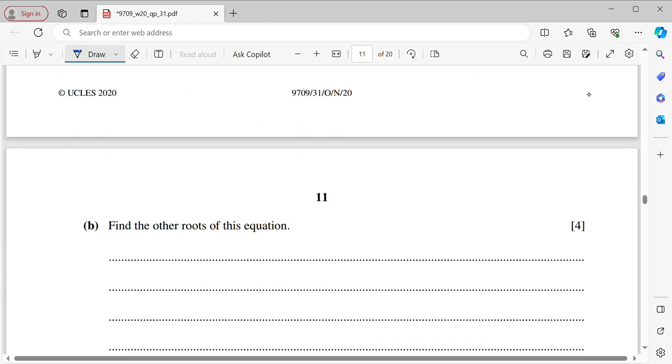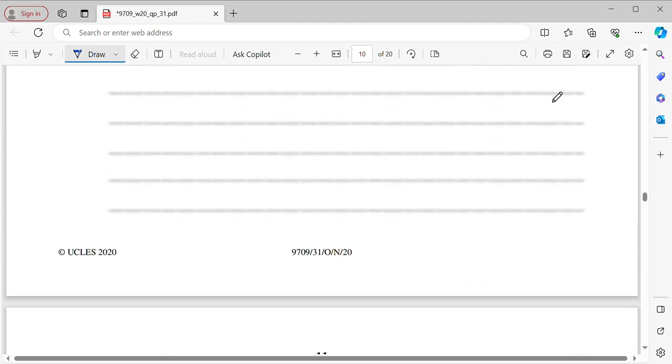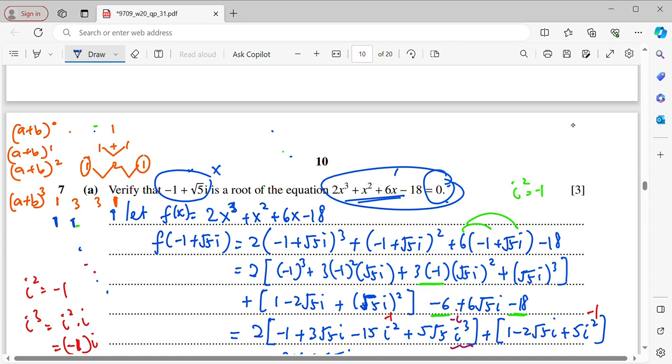Okay, now B, find the other roots of this equation. So when you look at the equation, 2x cubed plus 1x squared plus 6x minus 18, all the coefficients are real numbers, which means the conjugate of the complex number is another root. And since this is a cubic equation with degree 3, you should get 3 roots. Okay, so if you are given one complex root, the conjugate must be the next root. That means you will have another real root.